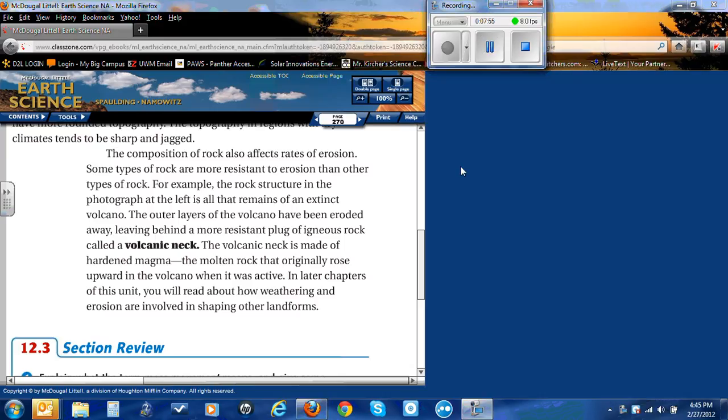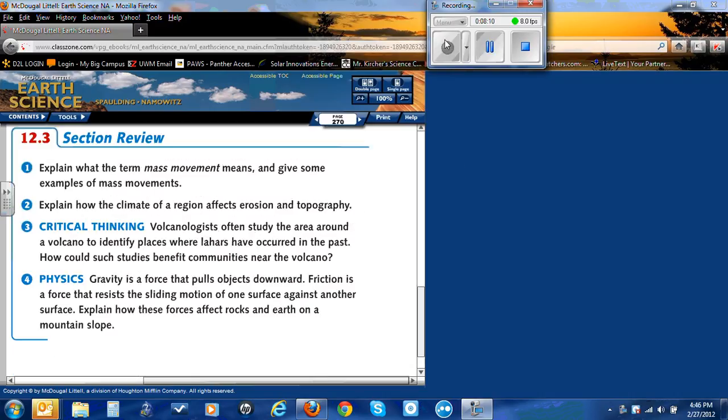The volcanic neck is made of hardened magma, the molten magma that originally arose upward in a volcano when it was active. In later chapters of this unit, you will read about how weathering and erosion are involved in the shaping of other landforms. At this time, you need to use the back of the note-taking guide to answer questions 1 through 4 of the Section 3 review.